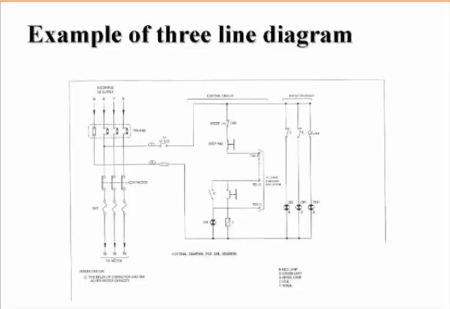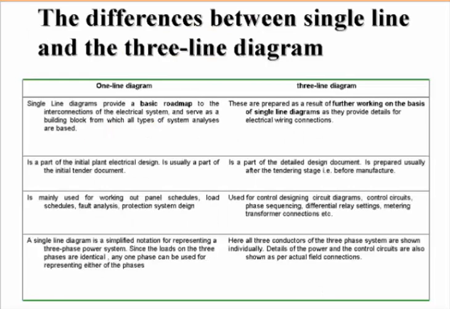Now here is an example of a three line diagram. These are three phases, but now it's shown as three lines, or four lines with the neutral, and not one single line anymore like in the previous diagram. Now what is the difference between single line and three line diagrams? Single line diagrams provide a basic roadmap to the interconnections of your electrical system and serve as a building block from which all types of system analysis are based. So we can do proper system analysis by that.